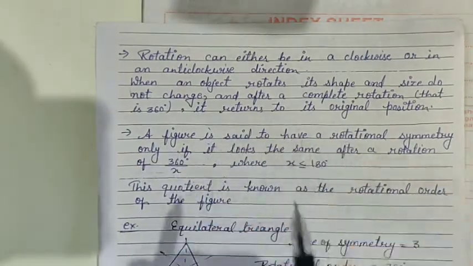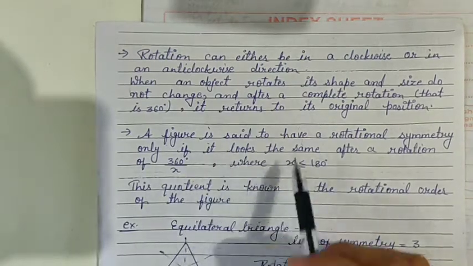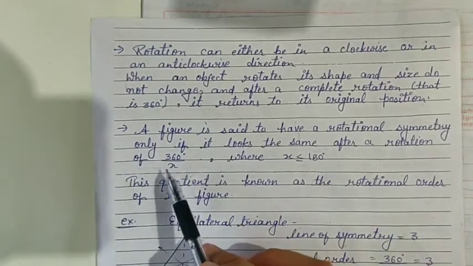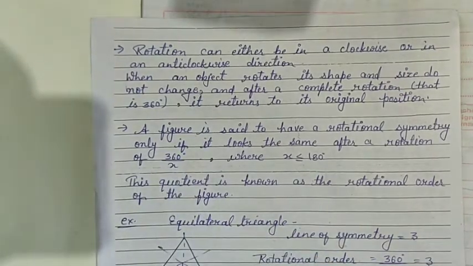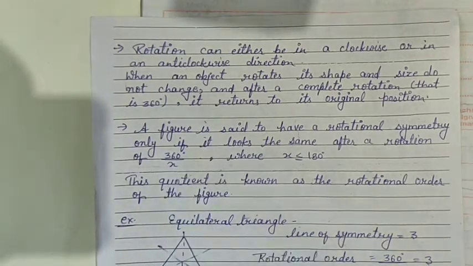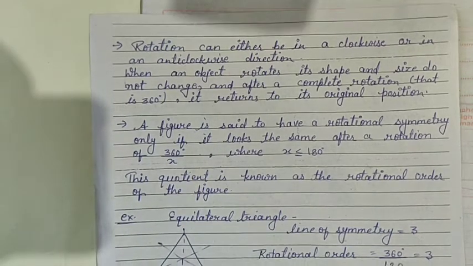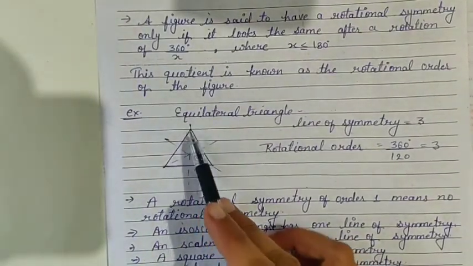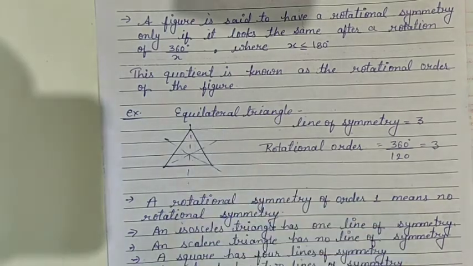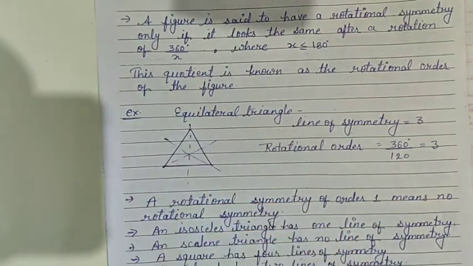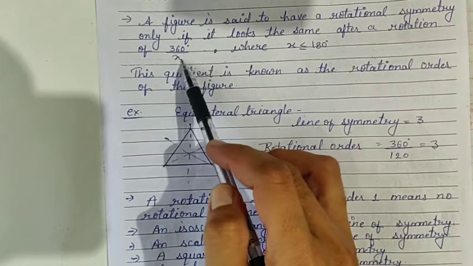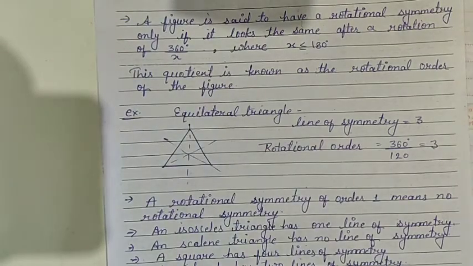A figure is said to have a rotational symmetry only if it looks the same after a rotation of 360 degree upon x, where x is less than or equal to 180, and this quotient is known as the rotational order of the figure. This is an equilateral triangle, and if this equilateral triangle rotates at 120 degree, then its size and shape will remain same. So 360 degree upon 120 degree, that is equal to 3. So rotational order of equilateral triangle is 3.